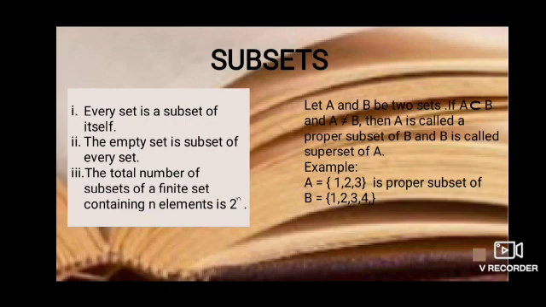Now let's learn about proper subset and superset. Let A and B be two sets. If A is a subset of B and A is not equal to B, then A is called a proper subset of B and B is called a superset of A. Let's take an example here. If we have set A, which has elements 1, 2 and 3, and another set B, which has elements 1, 2, 3 and 4. As all the elements of set A are present in set B, we say set A is a proper subset of B.